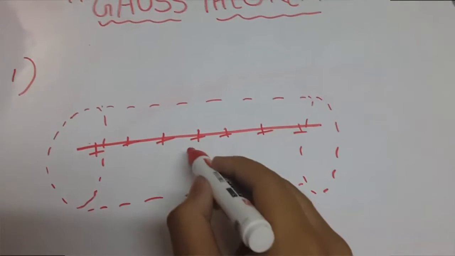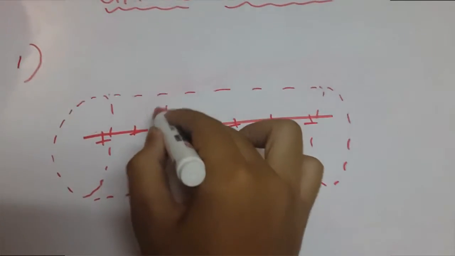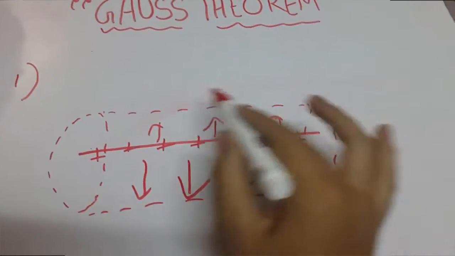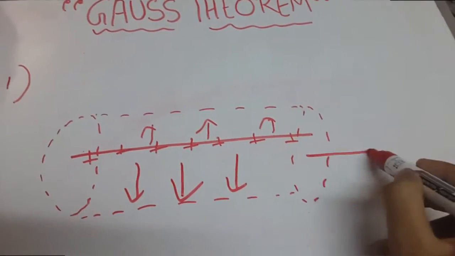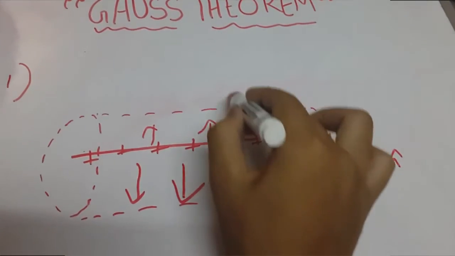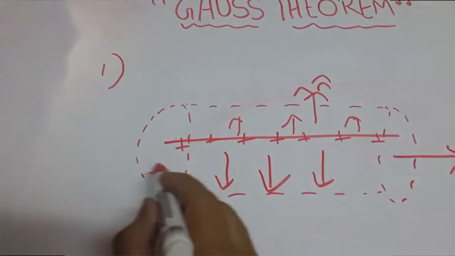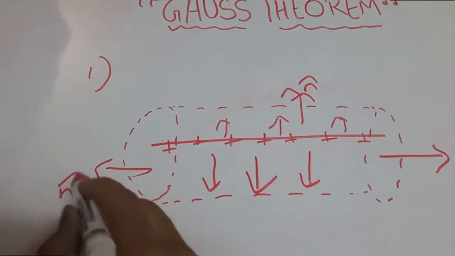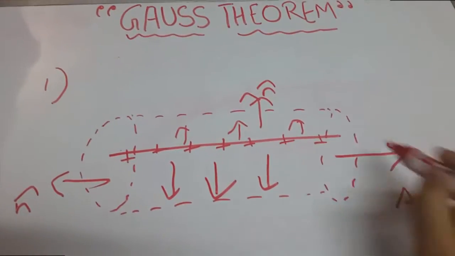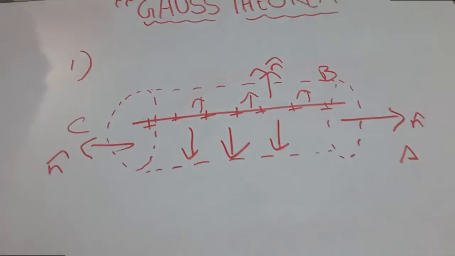The electric field would be in this direction, this direction, this direction, and the upward direction. And the normals to the surfaces would be here, here, and then to the left side. So let's suppose the three surfaces of the cylinder are A, B, and C.